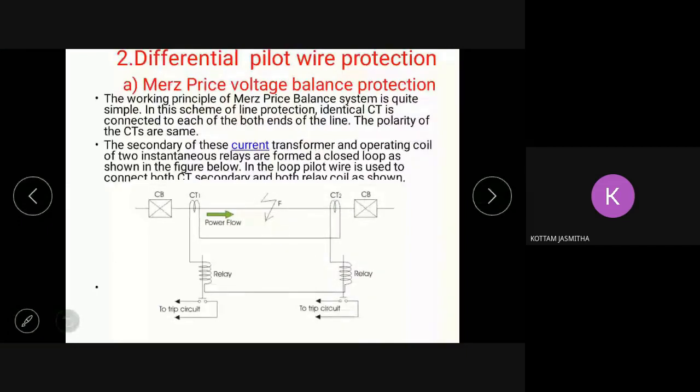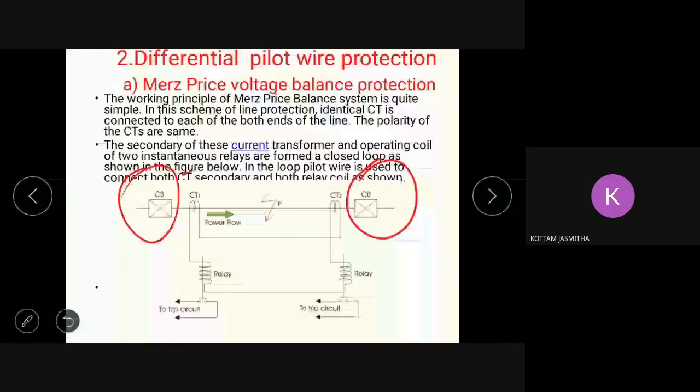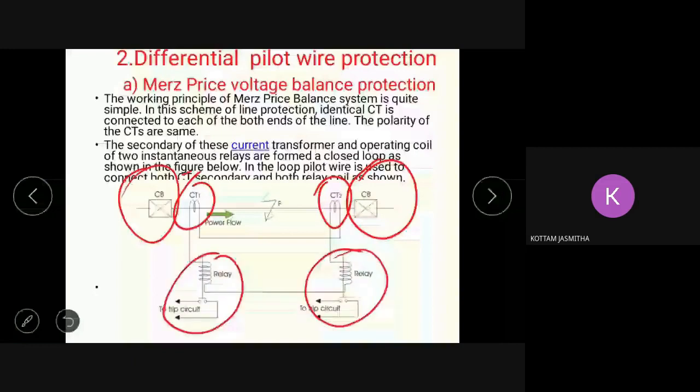Okay. Now, coming to this one, suppose you take this as a feeder. From the starting end you have one circuit breaker, and from the ending you have another circuit breaker, right? So to detect the current, we have placed two CTs in opposite polarity manner. They are connected, and there are two relays, right? The other side of the CTs are connected with two wires, right? Two wires of equal distance of what? Feeder.